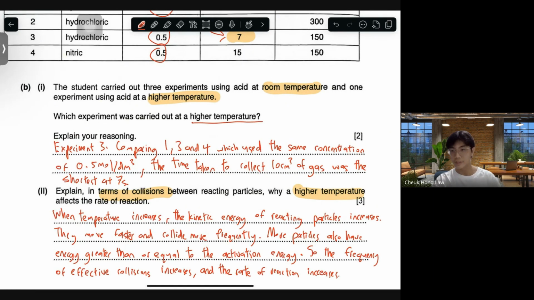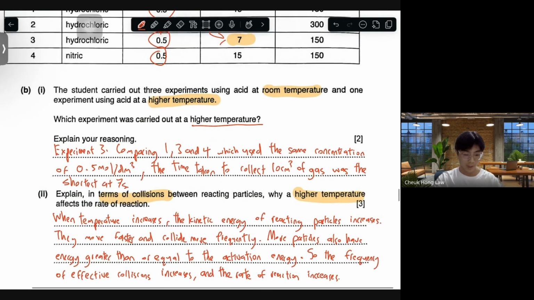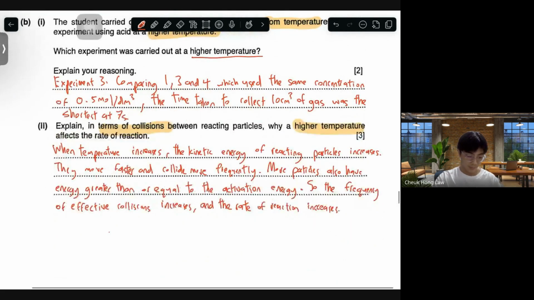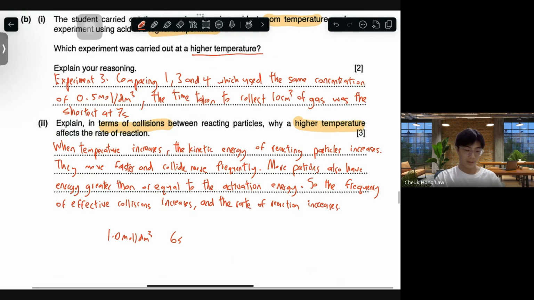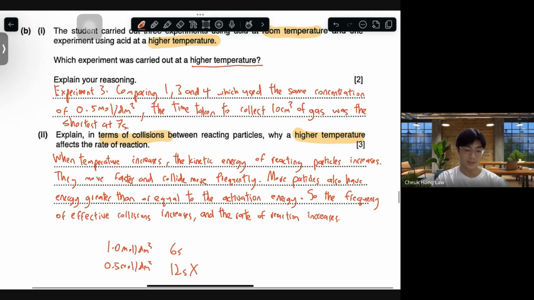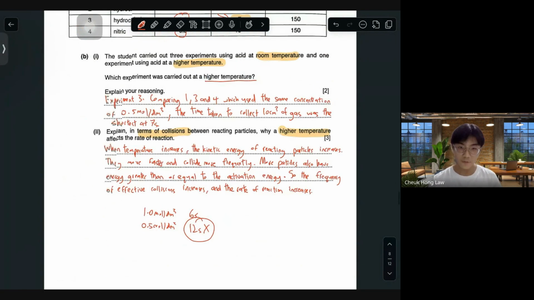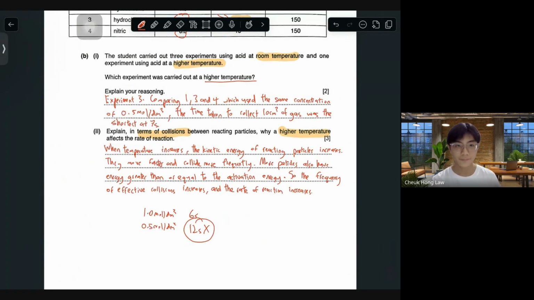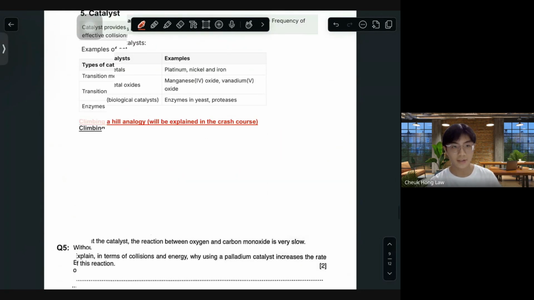Okay, back to the question. Experiment 2, why can't you halve? Experiment 2 is 1 mole per dm³, and the timing is 6 seconds. If I were to halve, it does not mean that this one is 12 seconds. It's not directly proportional. And even if it were, that would just prove that the 7 seconds is the faster one. But it does not mean this. This is wrong.